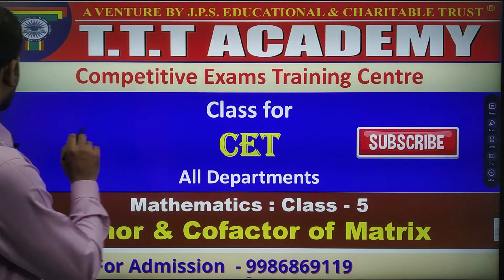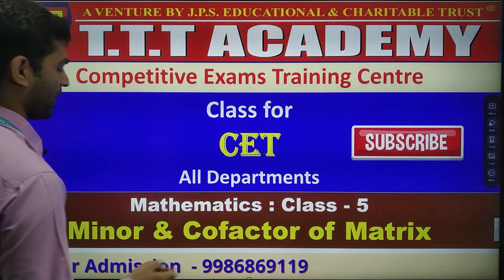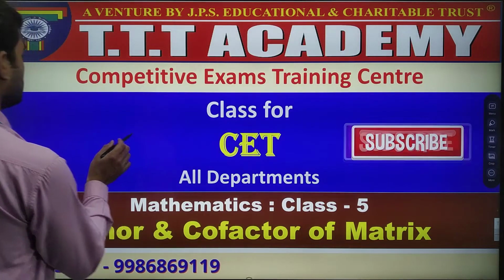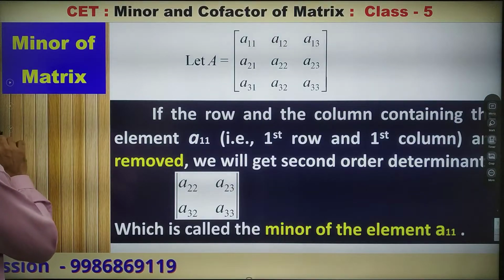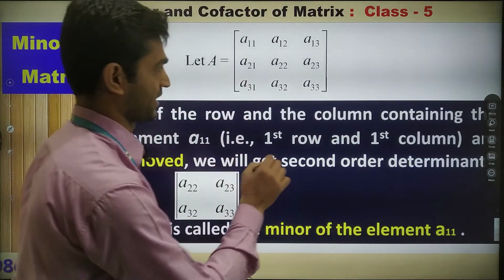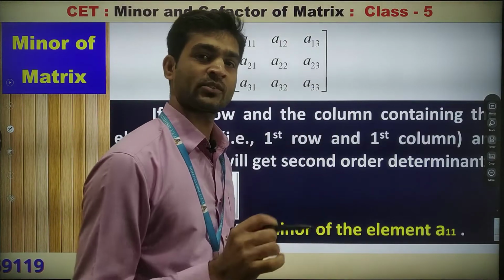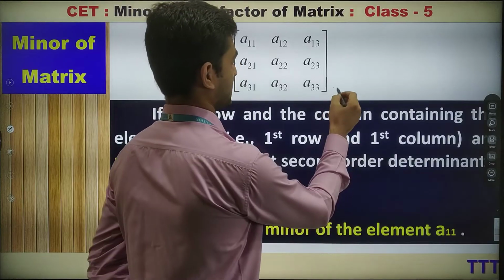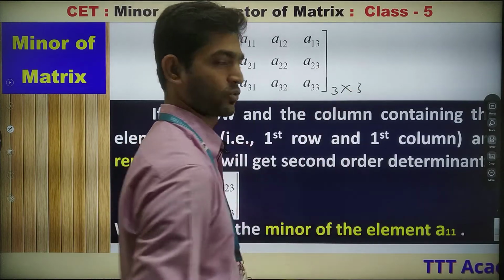Very first we'll discuss minor, then later we'll discuss cofactor of matrix in this video. So dear students, what do you mean by minor? Suppose you consider any square matrix, meaning the matrix consists of an equal number of rows and columns. Suppose here is 3 rows into 3 columns. This is one of the square matrices.